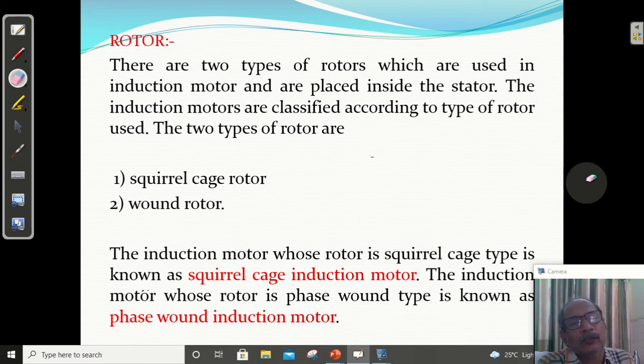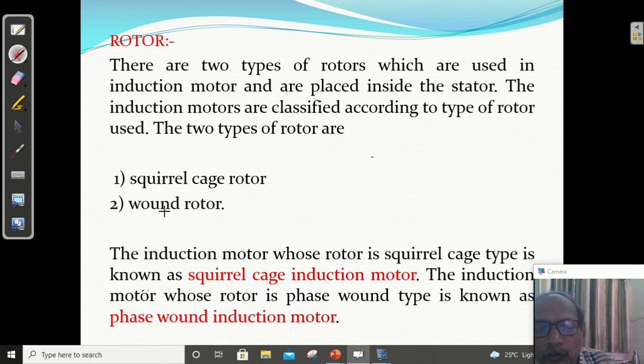One is called the squirrel cage type of rotor, and accordingly we can say the motor is of squirrel cage type. The second type of rotor is the slip ring type, and accordingly the motor is also of slip ring type. So we have two types of rotor, squirrel cage type and phase wound or slip ring type. There are two types of motor, right? Squirrel cage and phase wound or slip ring type of induction motor.